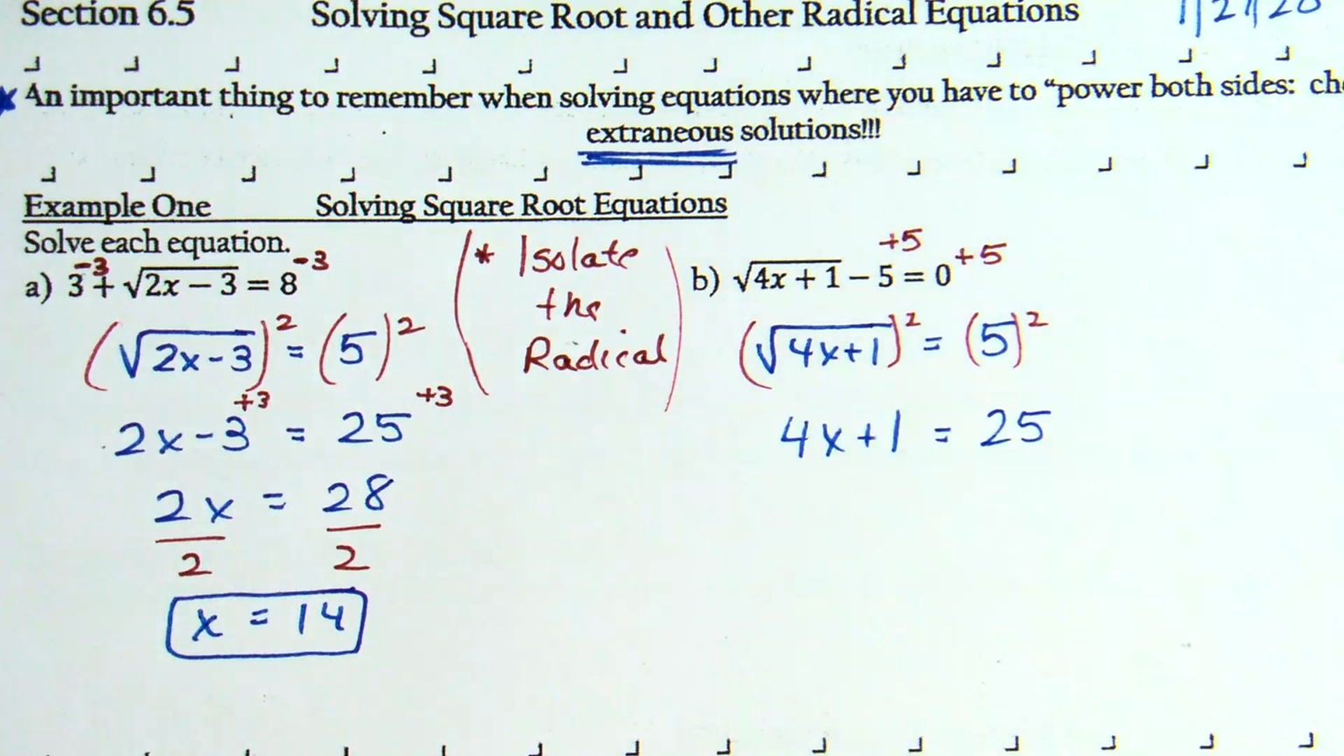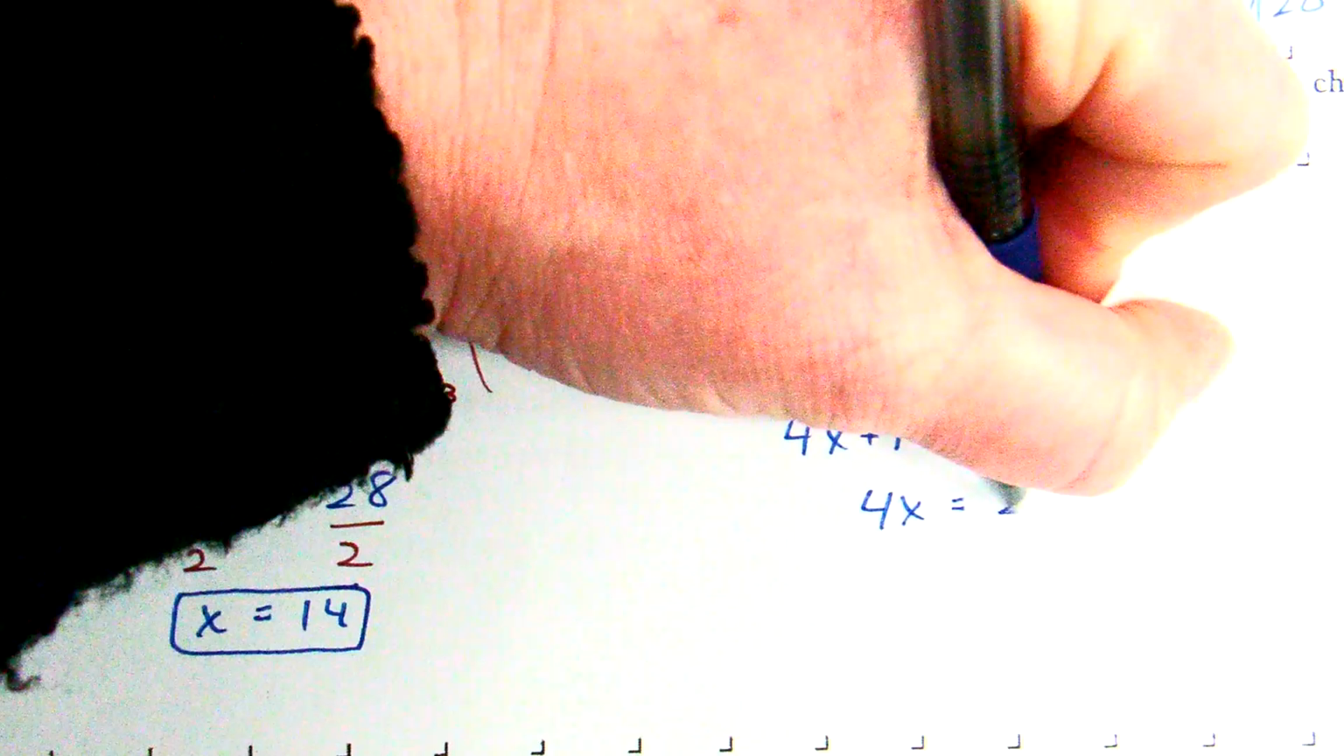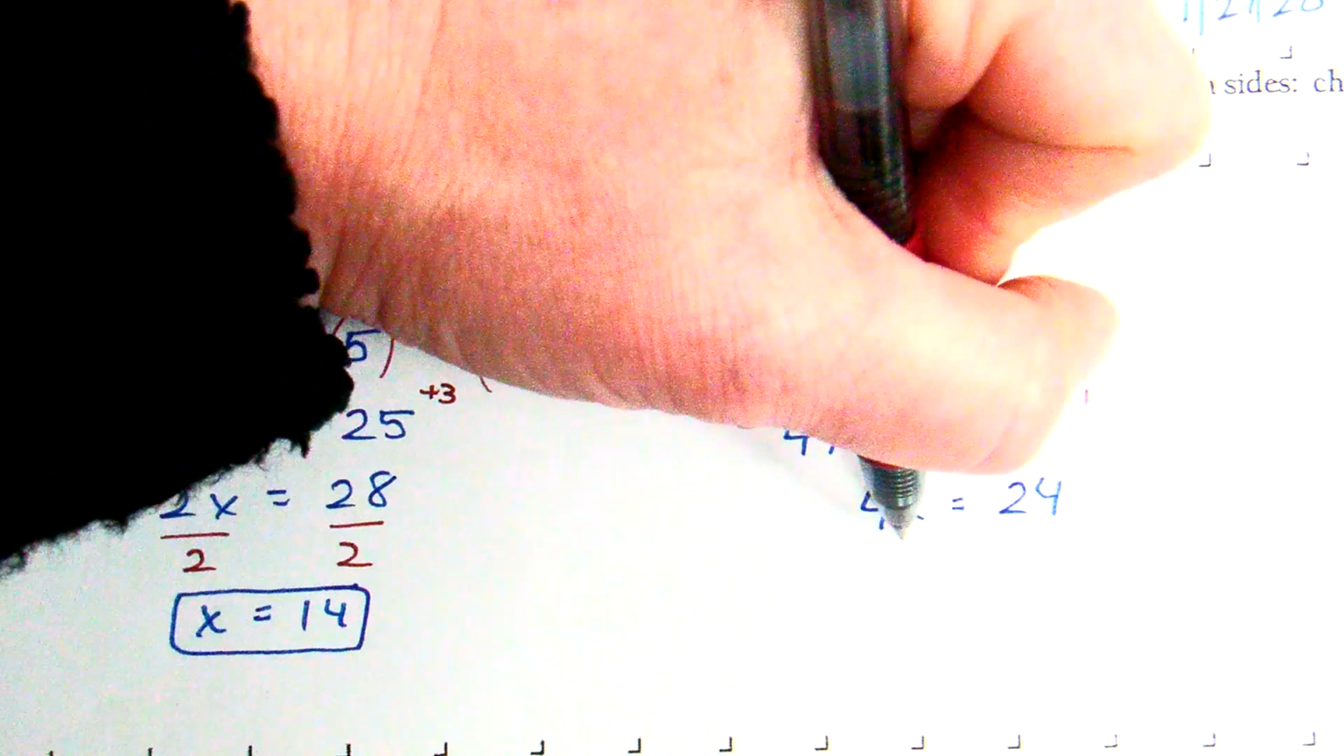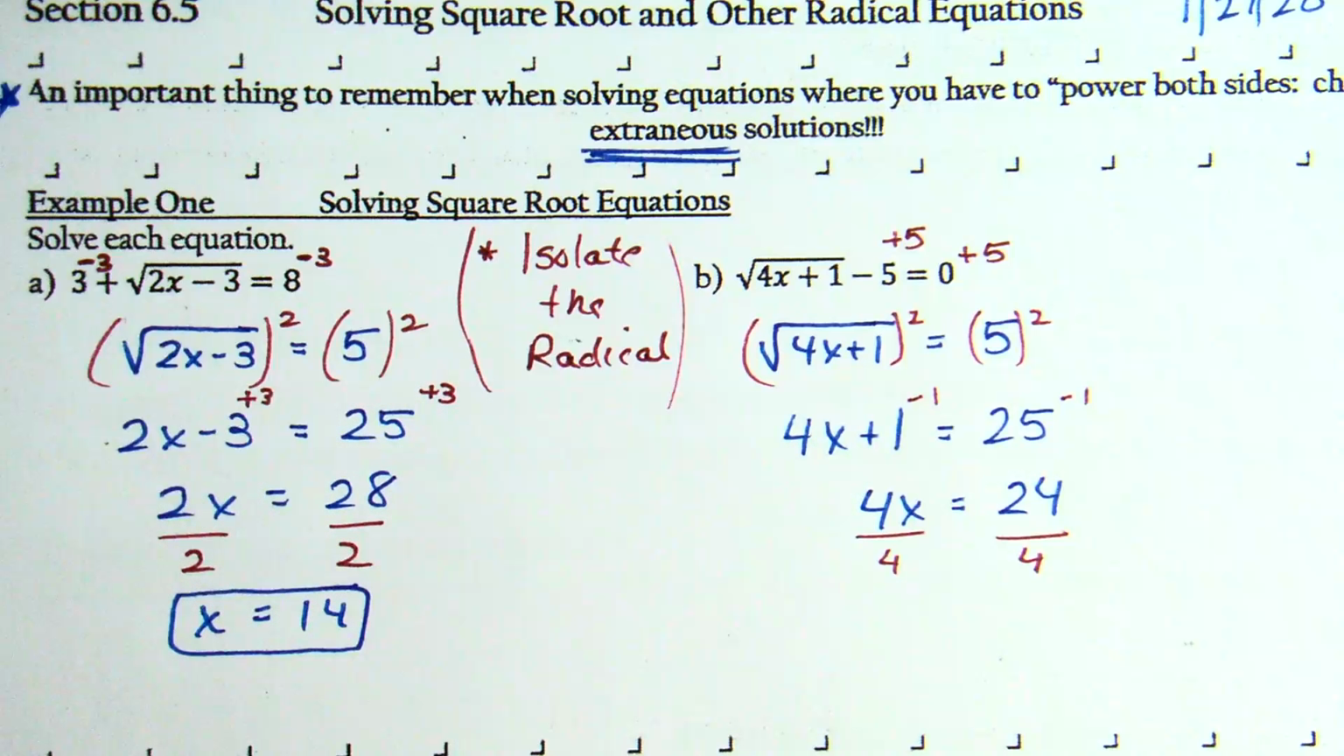If it's 4x plus 1, subtract 1. 4x equals 24. If it's 4 times x, divide by 4 and 6. x is 6.